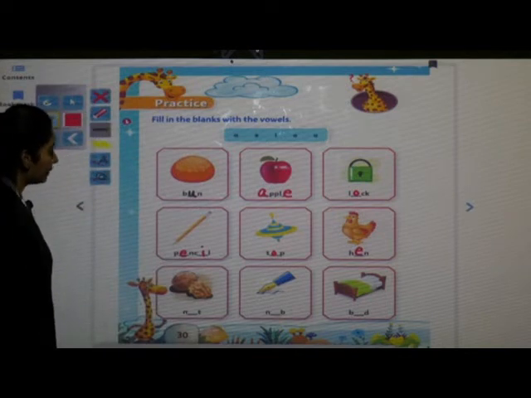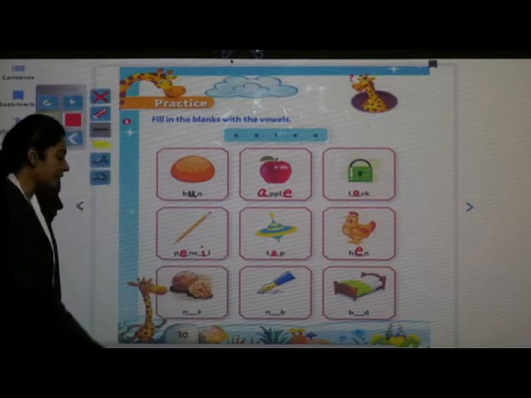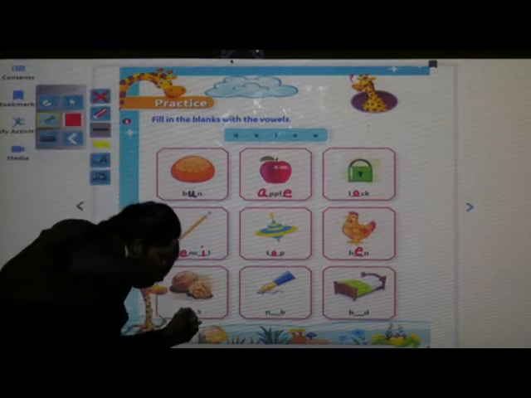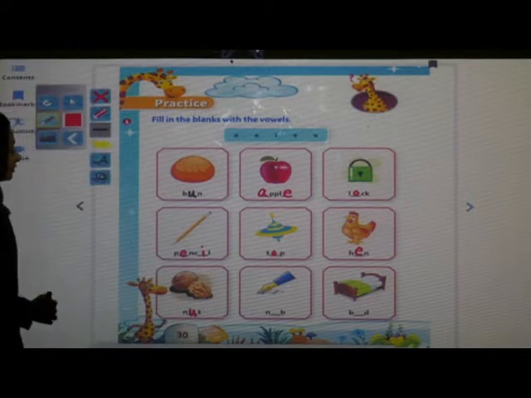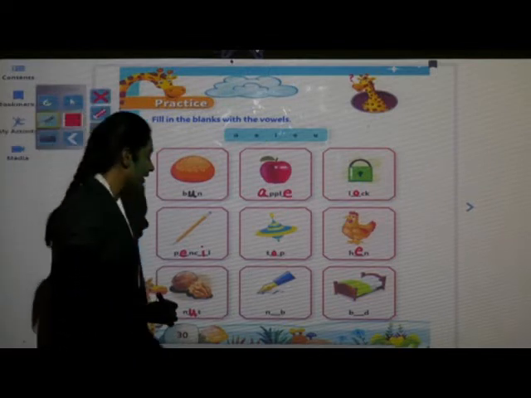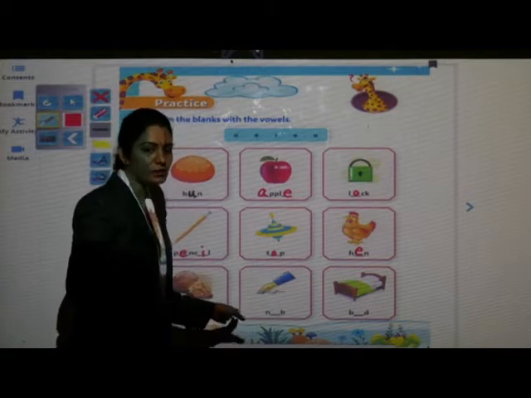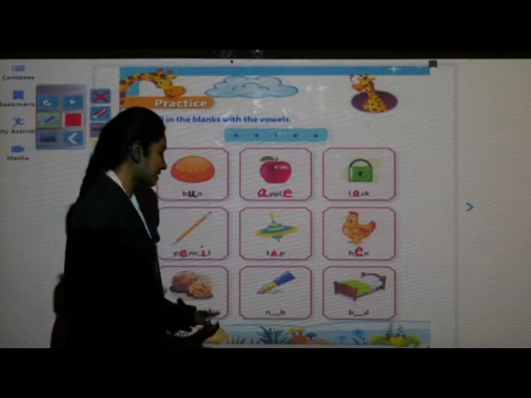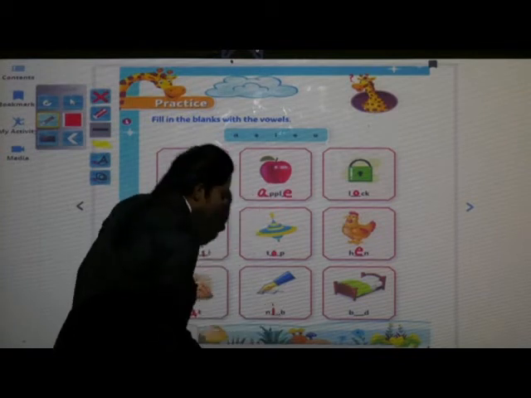Next picture. What is this, children? Many times we learn this word. Very good. N-U-T, nut. Come to the next picture. What is this? Is this a pen or a nib? Tell me one thing. Is this a pen or a nib? Yes, very good. Nib. N-I-B, nib.